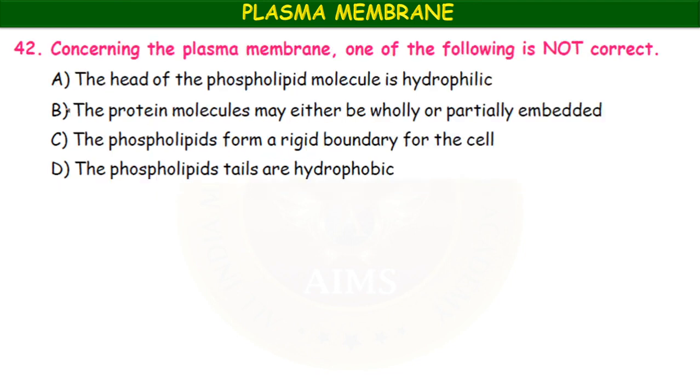Concerning the plasma membrane, one of the following is not correct. The head of the phospholipid molecule is hydrophilic. The protein molecules may either be wholly or partially embedded. Or the third option, the phospholipids form a rigid boundary for the cell. The phospholipid tails are hydrophobic. Okay, which of the following is not correct? It is the third option. The phospholipids form a rigid boundary of the cell.